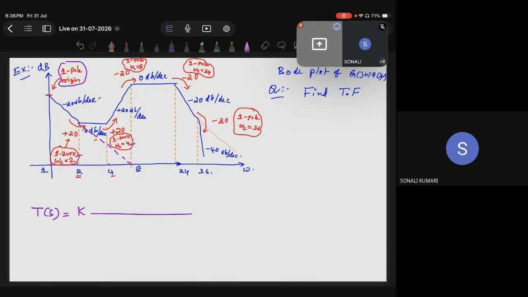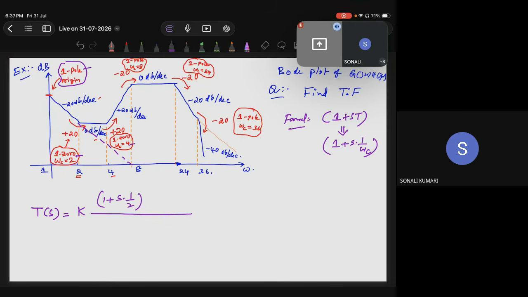So generally, what is the format we take? We take the format 1 plus ST, where T is the time period, which is nothing but 1 by corner frequency, which is nothing but 1 plus S by omega C. Correct? Okay, so now we'll add like this. 1 plus first zero. What is it? 1 plus S multiplied by 1 by 2. Am I correct? This one.